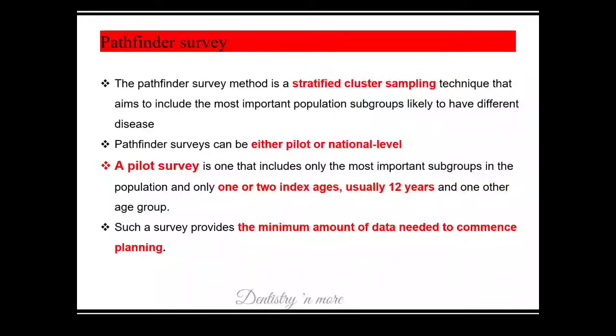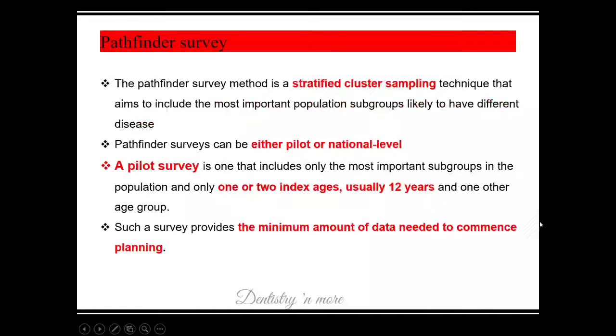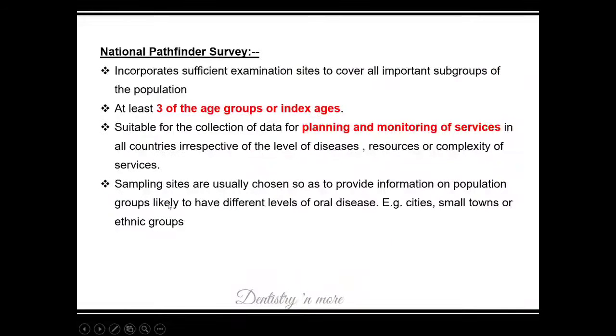So the pilot survey includes only 1 or 2 index age groups, usually 12 years, or one other age group, and it is a pilot survey, so it has minimal data. Whereas a national Pathfinder survey includes most of the population subgroups. It includes 3 of the age groups. The age groups we are going to see in the next slides. It is suitable for planning and monitoring, to commence the planning. Sampling sites are usually chosen so as to provide information on population groups likely to have different levels of oral disease. So we need to take samples from cities, small towns, and include all ethnic groups.